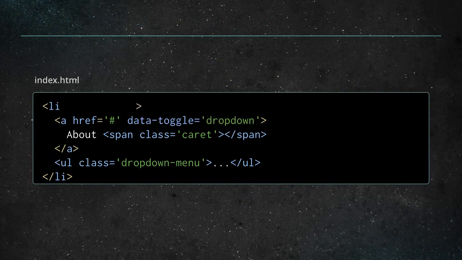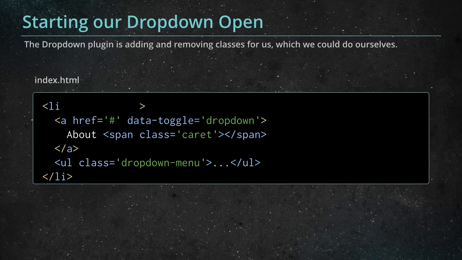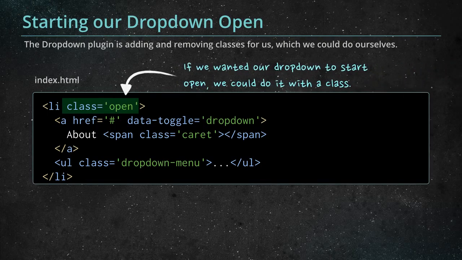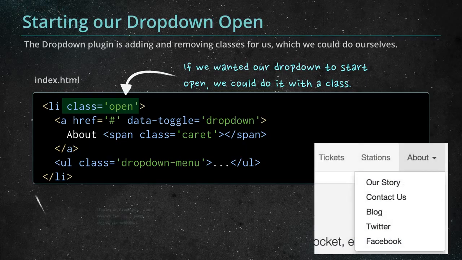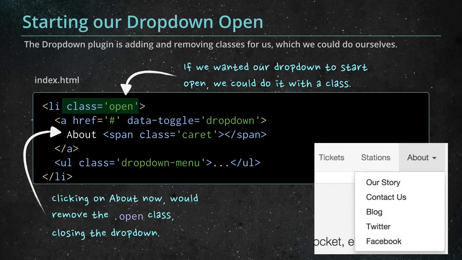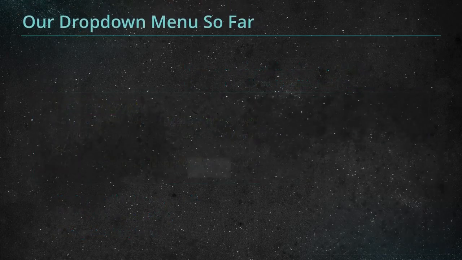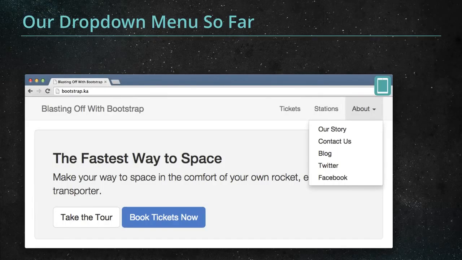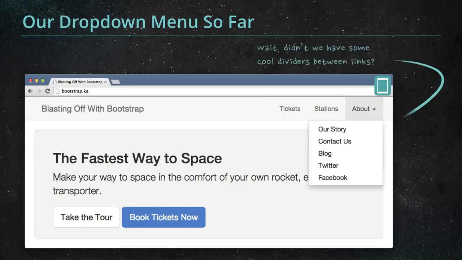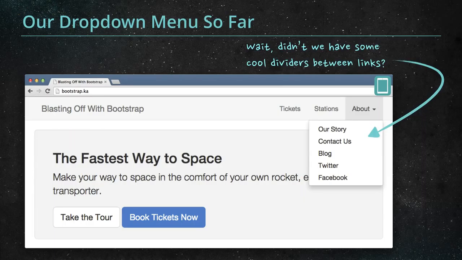If we really wanted to, we could actually start the drop-down menu as open by adding a class of open to that parent li element. Now, when we click on About for the first time, the Bootstrap JavaScript plugin will remove the open class, hiding our dropdown. If we view the page as a whole, we can see that it's much clearer now with only 3 navigation items rather than those 8 links that were up there before. But there's one thing missing. There were some dividers between our links within our dropdown.